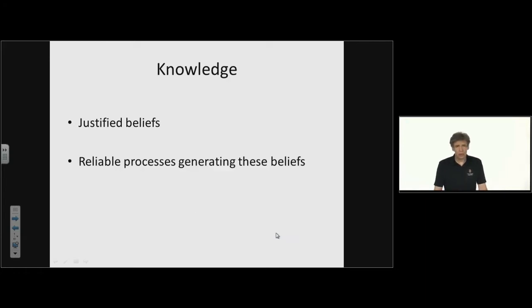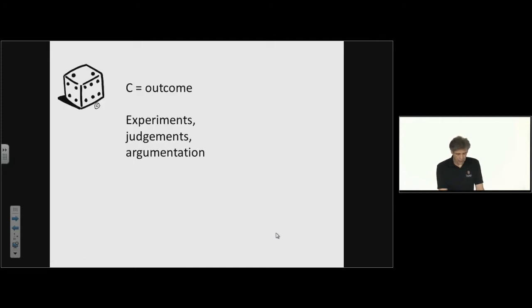So I have a problem with using justified true beliefs, and what remains is simply that knowledge must be justified beliefs, and the important thing is the processes we have for making these statements. We can call them reliable processes generating these beliefs. In our example, we use experimentation, judgments, argumentation. This is what we have as a toolbox in scientific work.